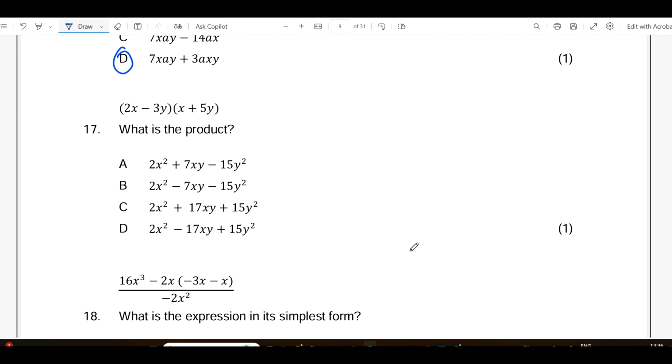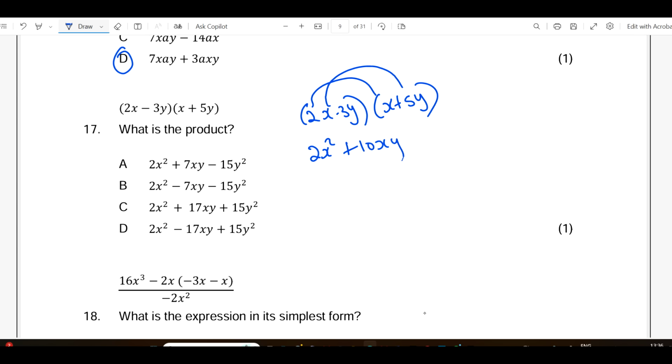What is the product? We're going to multiply out here. So it's (2x minus 3y)(x plus 5y). So 2x times x, this one times this one, is going to be 2x squared. This one and that one is going to be 10xy. This one and this one is going to be minus 3xy. And then this one again and the other one is going to be minus 15y squared.